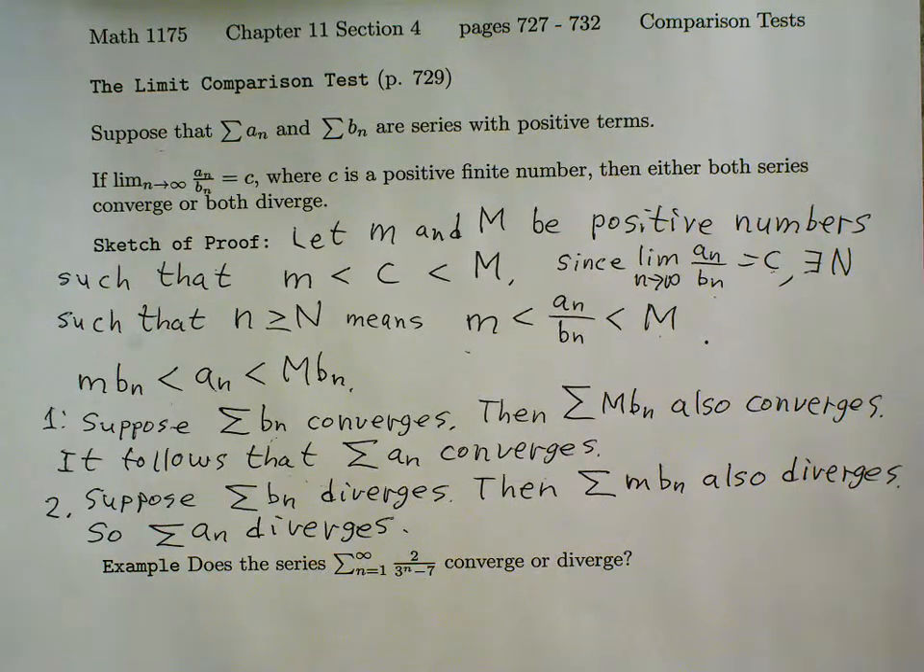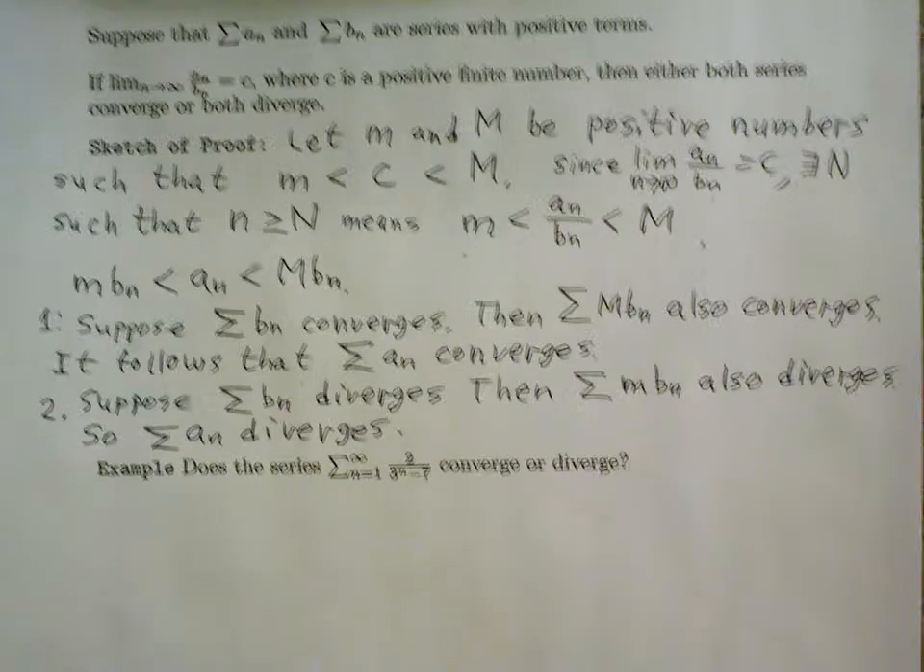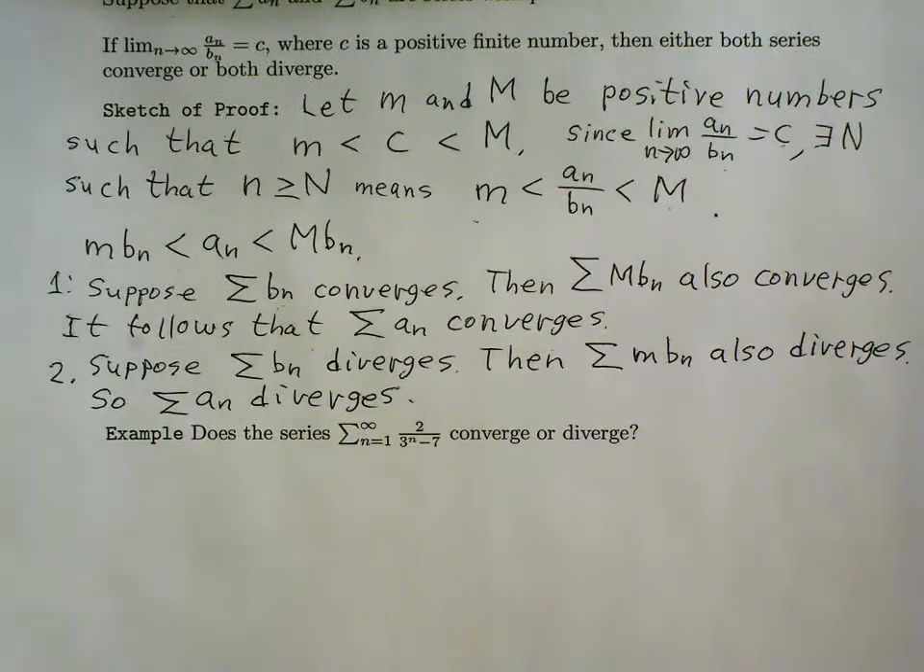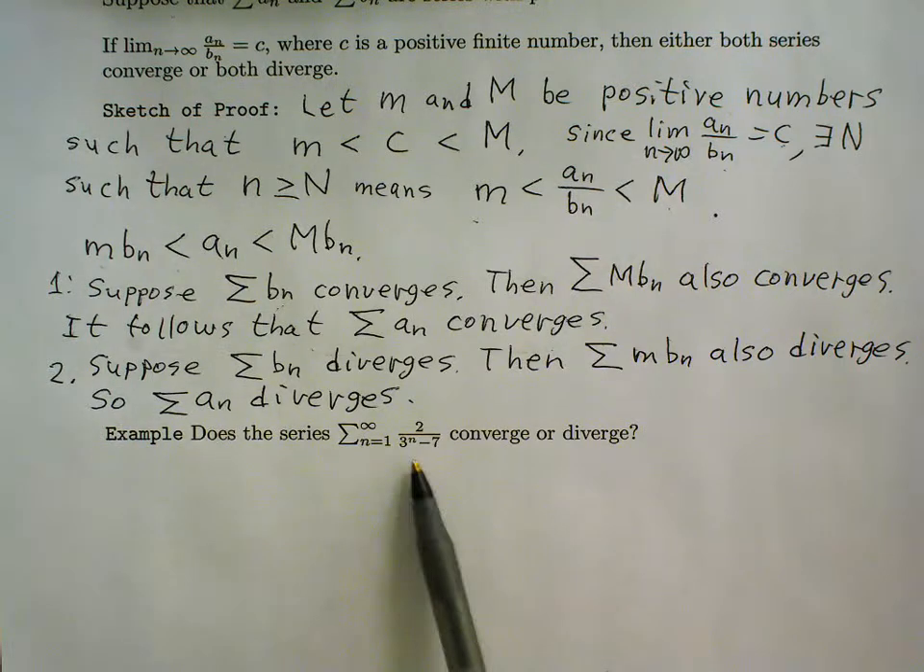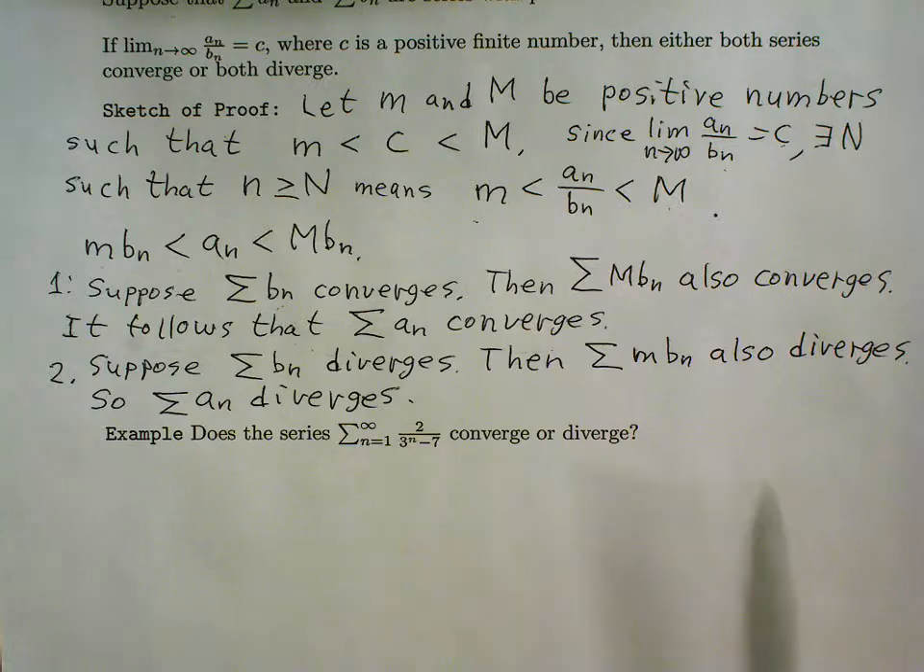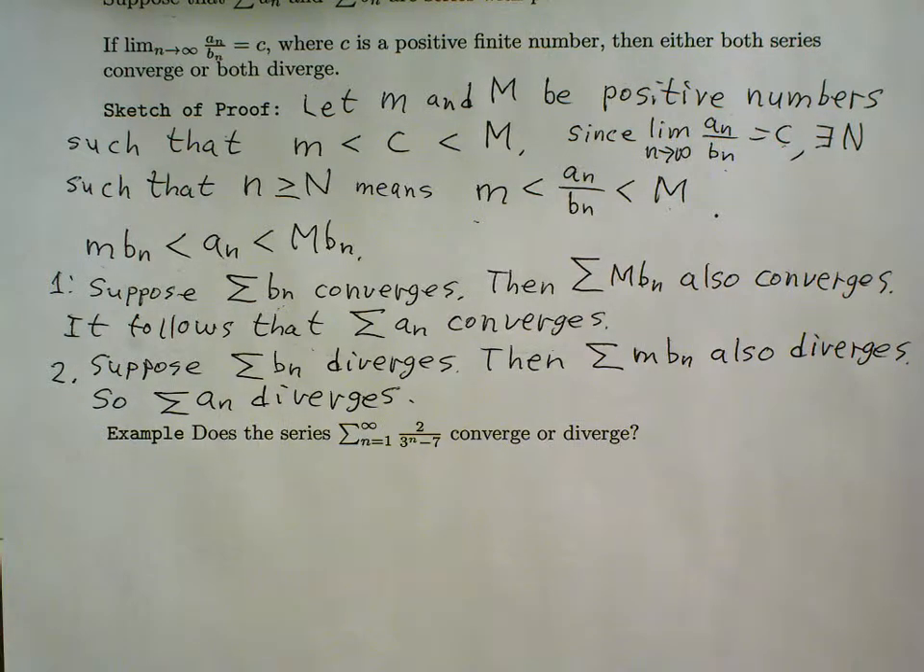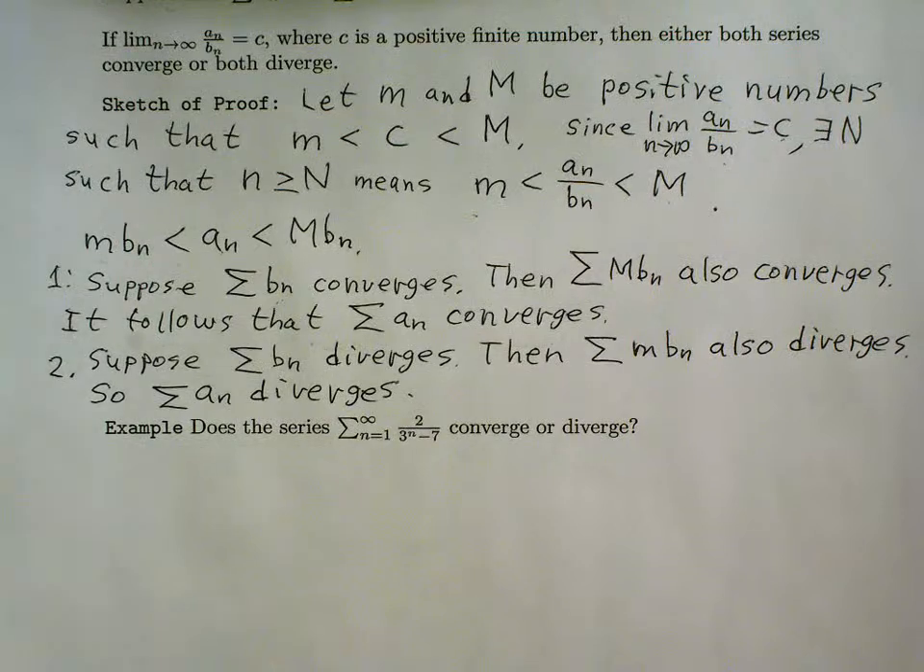Let's look at a couple of examples where we use the limit comparison test. So in the next example, does the series, the terms are 2 over 3 to the n minus 7, converge? So that's an exponent n. So 3 to the n minus 7 is in the denominator. So what do you think should happen? Should it converge or diverge?